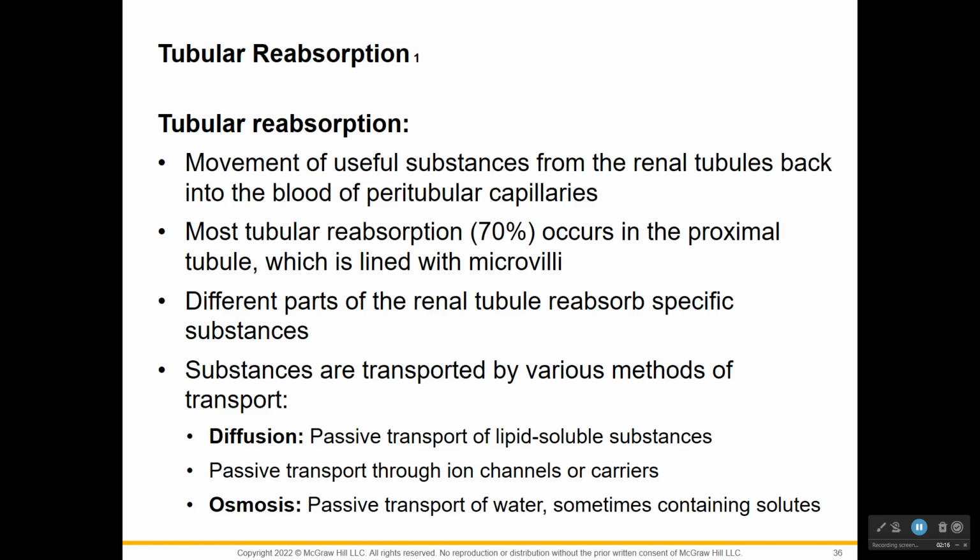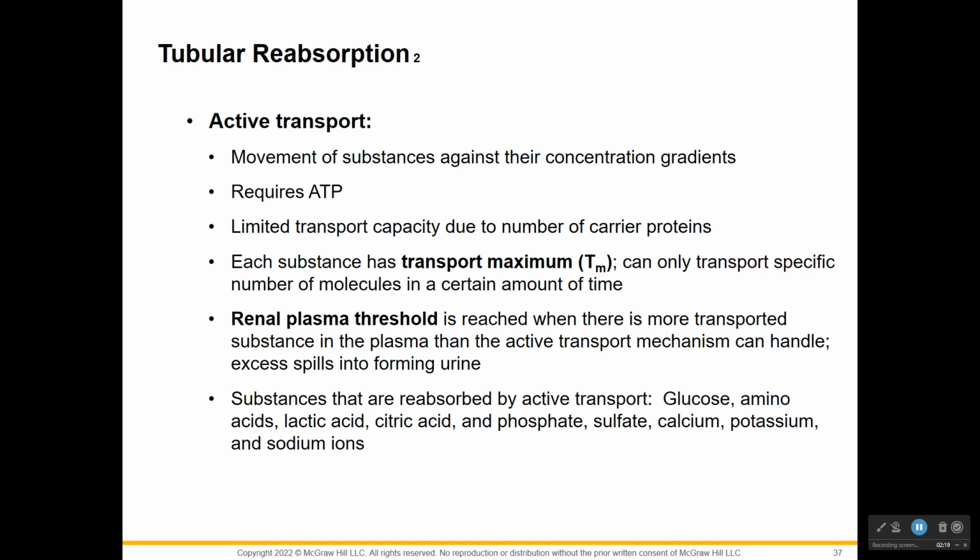So we're using passive transport, but we're also using active transport. In active transport, you're not going from where there's more of something to where there's less. You're actually moving against the concentration gradient. It requires energy, and so we're going to need glucose and oxygen. That's why this is highly vascularized, because we've got to make a lot of ATP with our mitochondria to facilitate this active transport process. Now, active transport is limited because of the number of carrier proteins.